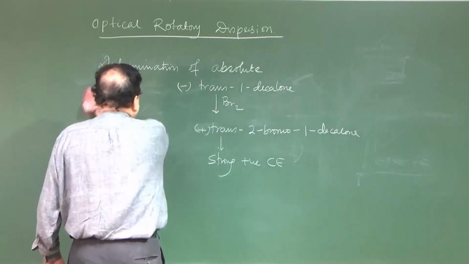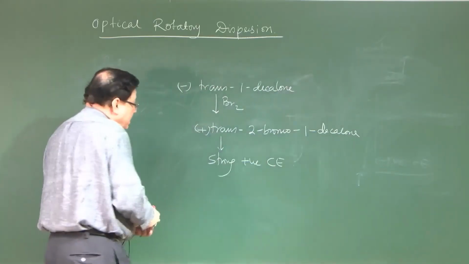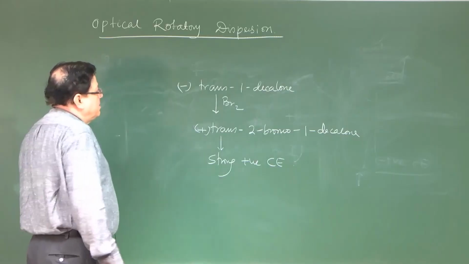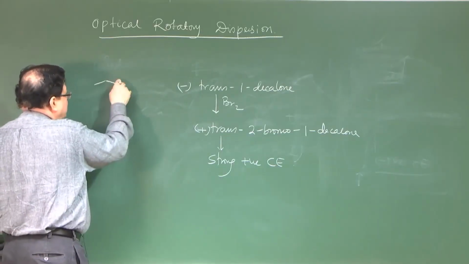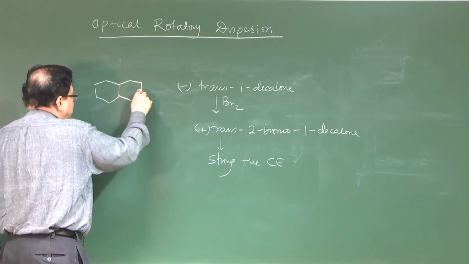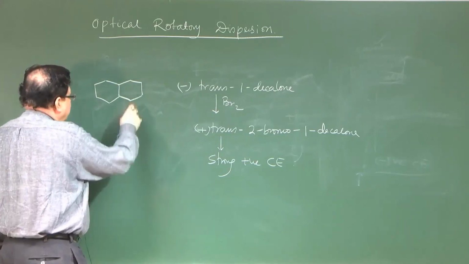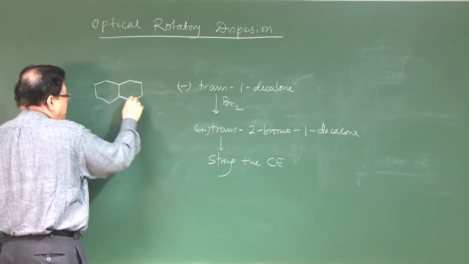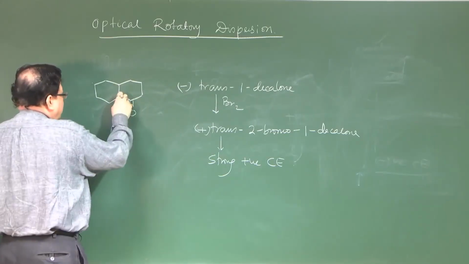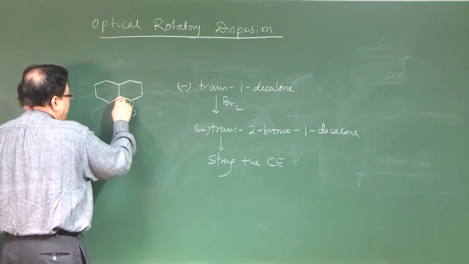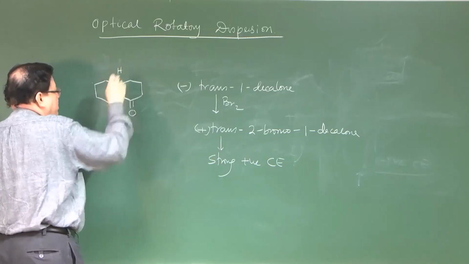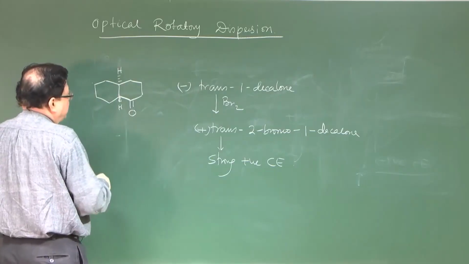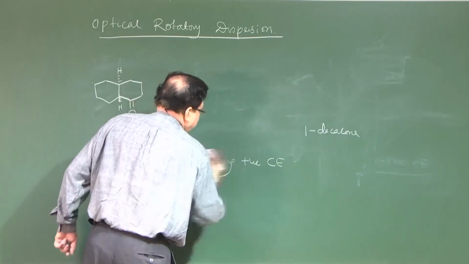Now, how does it help in arriving at the configuration? First, you write the trans 1 decalone. This is your decalin system, with positions 1, 2, 3, 4, 5, 6, 7, 8, 9, 10. Suppose this is the carbonyl at position 1, and it is trans, so you make one hydrogen beta and one hydrogen alpha. That is one possibility, and the other possibility is the mirror image of this. Let me erase this.